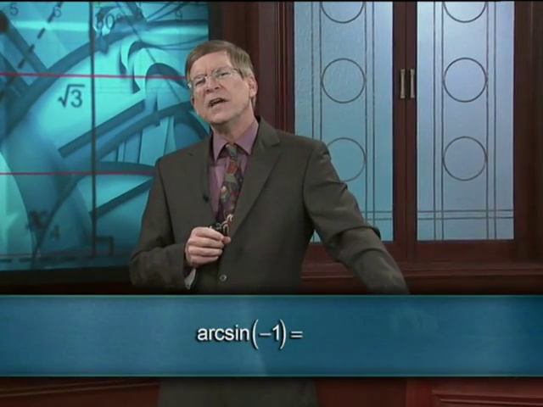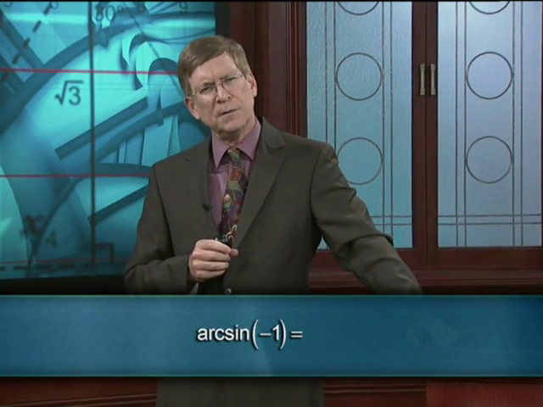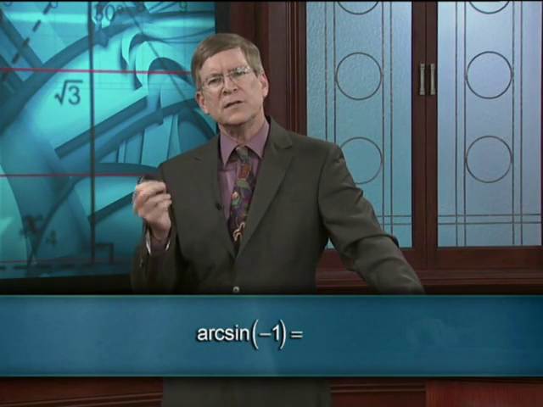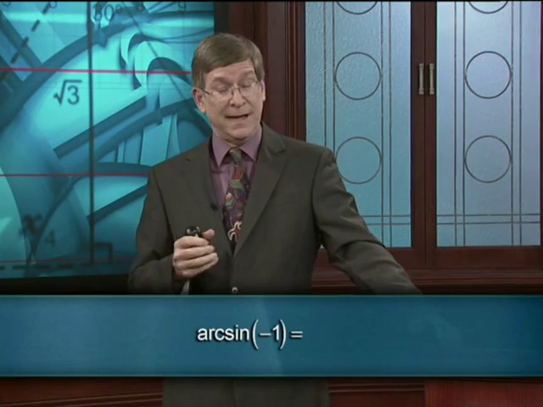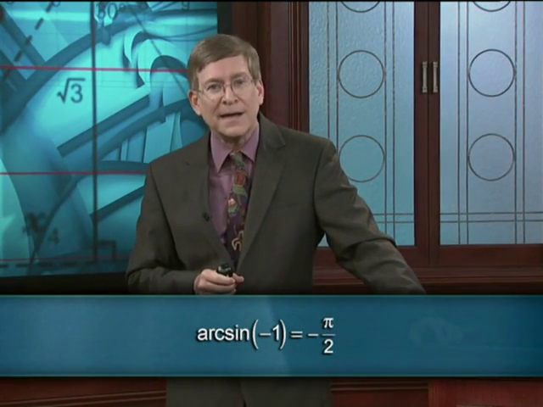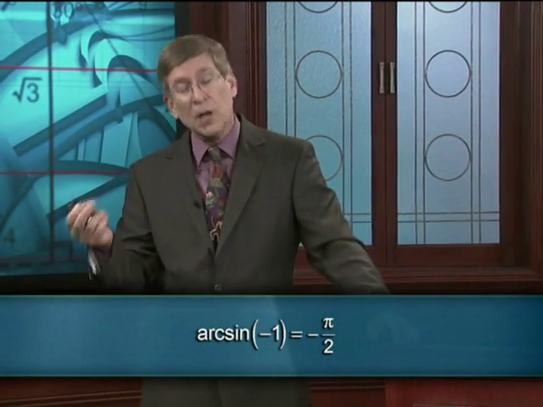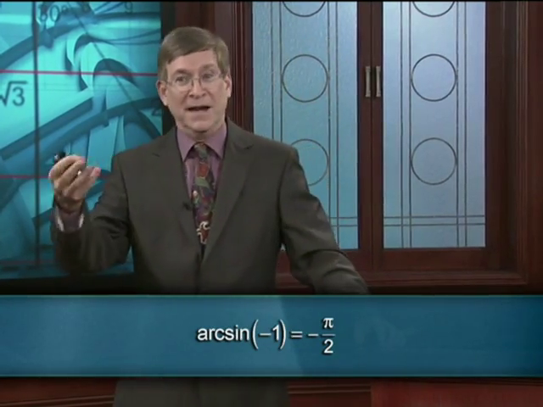How about arcsine of -1? What would the arcsine of -1 be? I need some angle whose sine is -1, and that angle has to be in the proper domain, that restricted domain. Minus pi over 2, right? Arcsine of -1 is minus pi over 2 because sine of minus pi over 2 is -1.